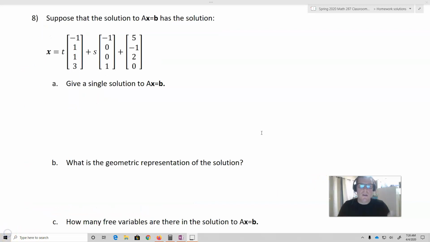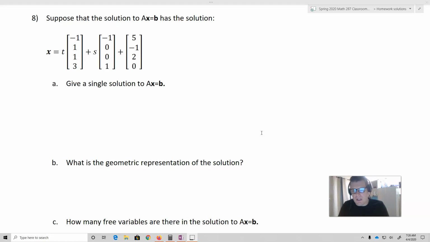So let's look at number 8. Number 8 starts out by giving us a solution to a system of equations, Ax = b, in vector form. So it says x equals t times (-1, 1, 1, 3), plus s times (-1, 0, 0, 1), plus (5, -1, 2, 0). And then the first thing it asks is to give a single solution to Ax = b.